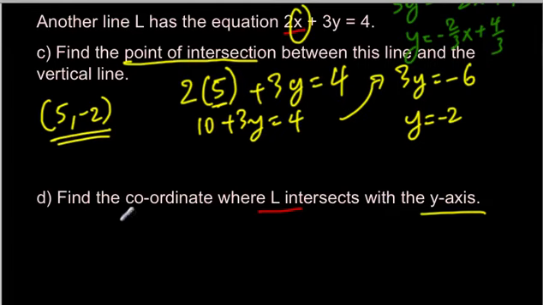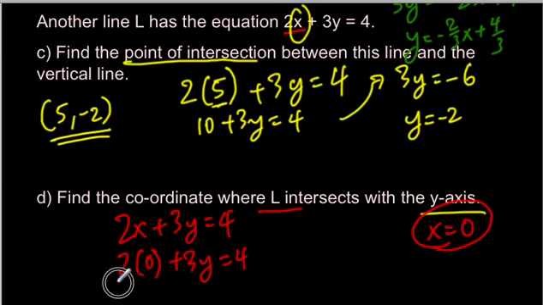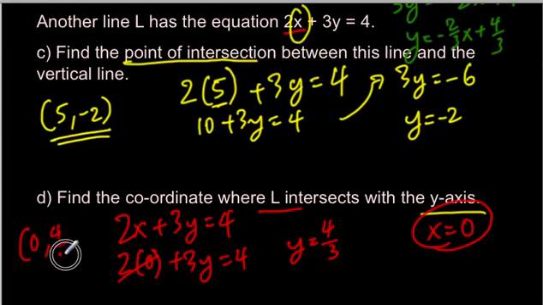So the equation is 2x plus 3y equals 4. We said that the y-axis is simply x equals 0. So all we have to do is take the 0, plug it in there, and solve for y. So in other words, it's 2 times 0 plus 3y equals 4. 0 times 2 is 0, so that just cancels out. So y is equal to 4 over 3. So our point of intersection is (0, 4/3), and that's our answer. Okay? So hopefully that made sense.